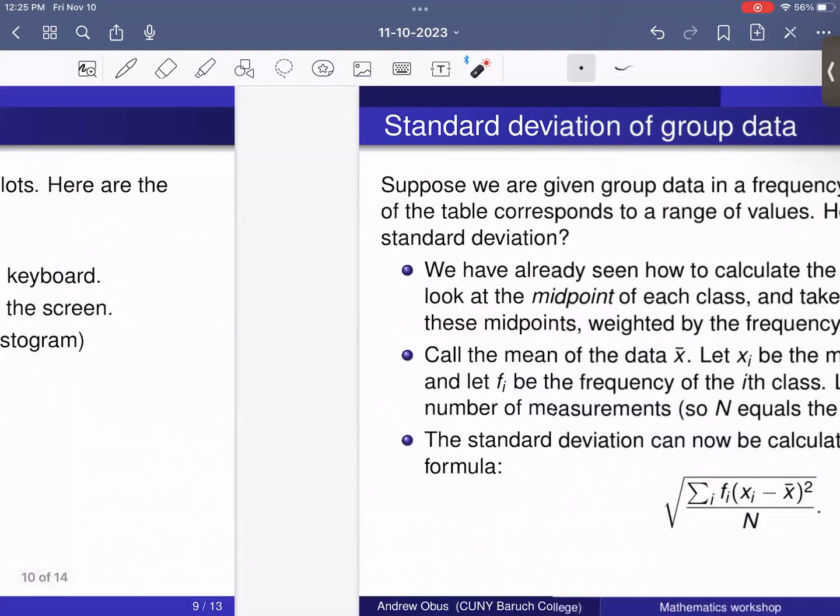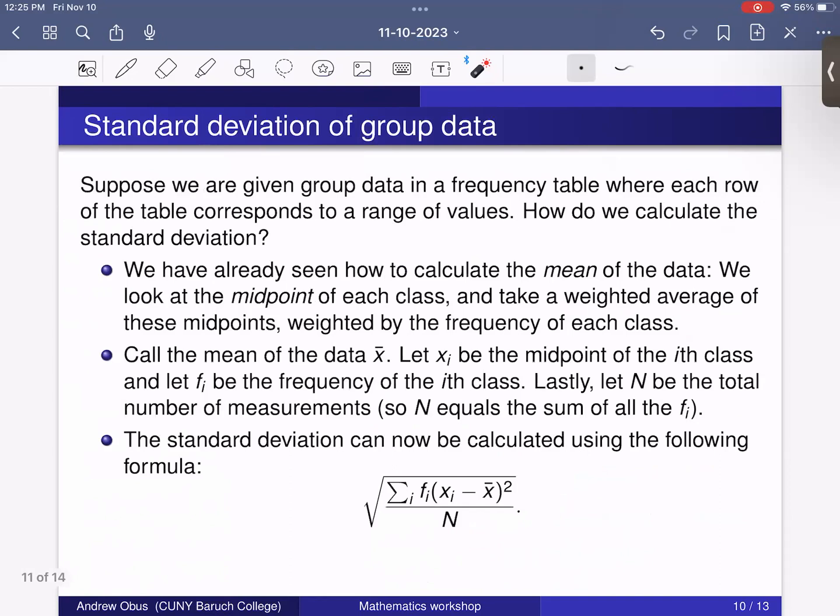Okay, so the last thing that I want to do is, somebody asked me this last week, maybe it was Ed, or Gabriel, how to do the standard deviation of group data. Suppose we're given group data in a frequency table where each row of the table corresponds to a range of values. So how do we calculate the standard deviation in that case? Well, we've already seen how to calculate the mean of the data.